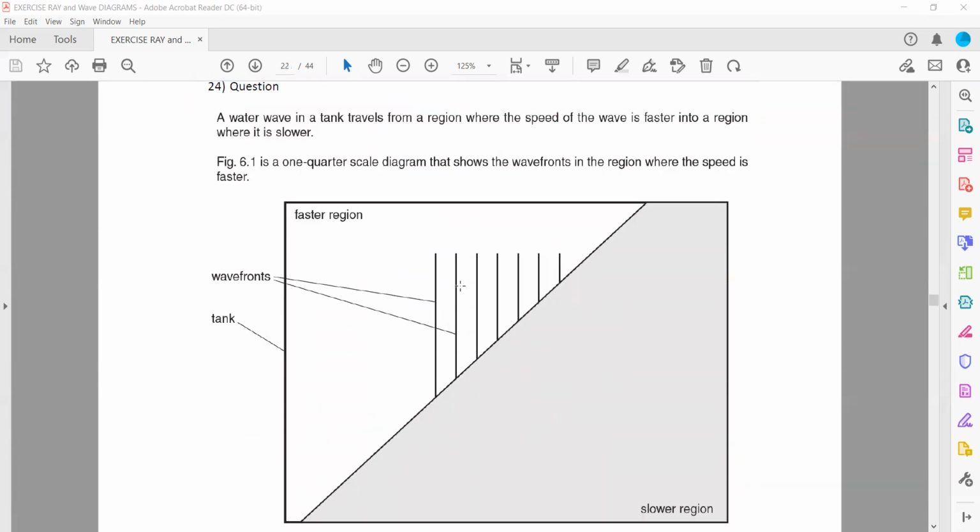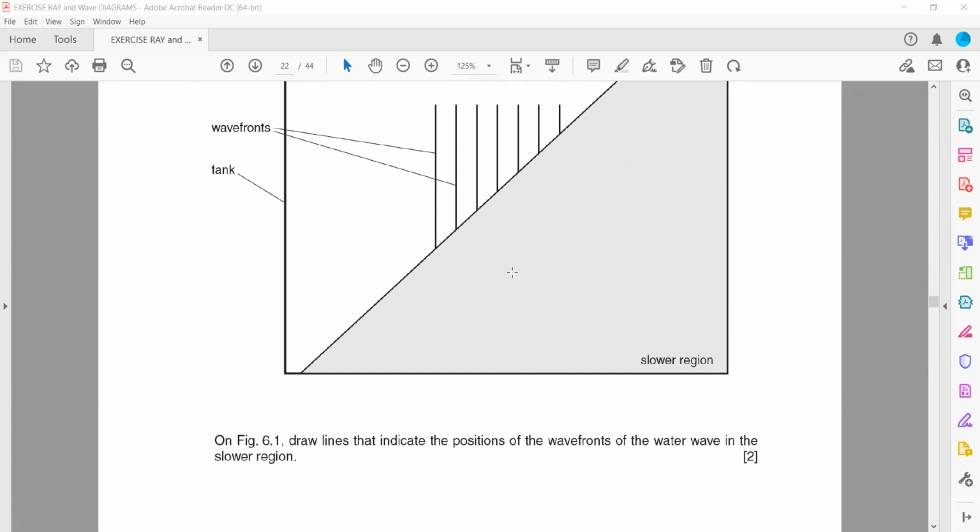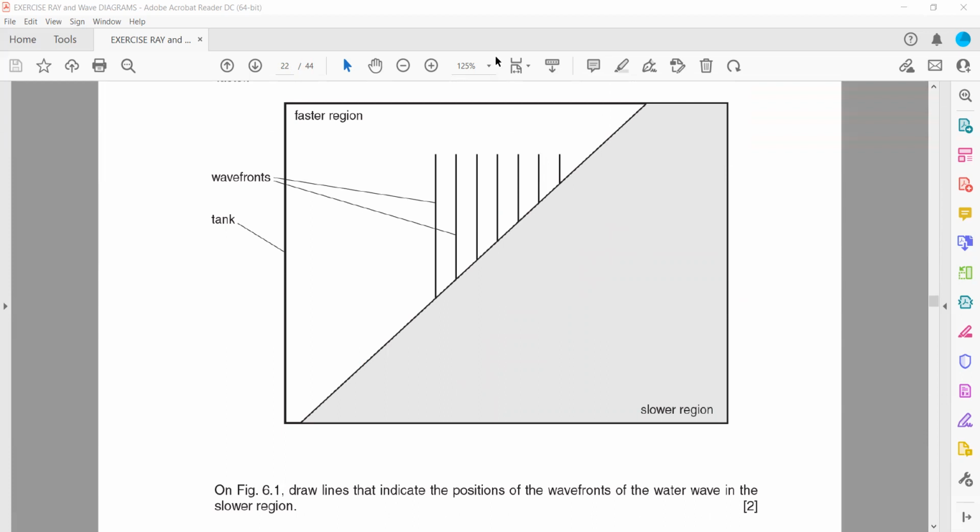The water waves in a tank travel from a region where the speed of the water wave is faster into a region where it is slow. So we have to draw the position as similar, because the wavefront slowed down. If it was moving at the same speed, then we should draw in the same line. If it was traveling faster, it should be ahead. But because they mentioned it is traveling slower, the distance covered in the slower region will be less, because the wavefronts are moving slowly, so they cannot cover as much distance as compared to the distance moved in a faster region. So this is how we complete this.